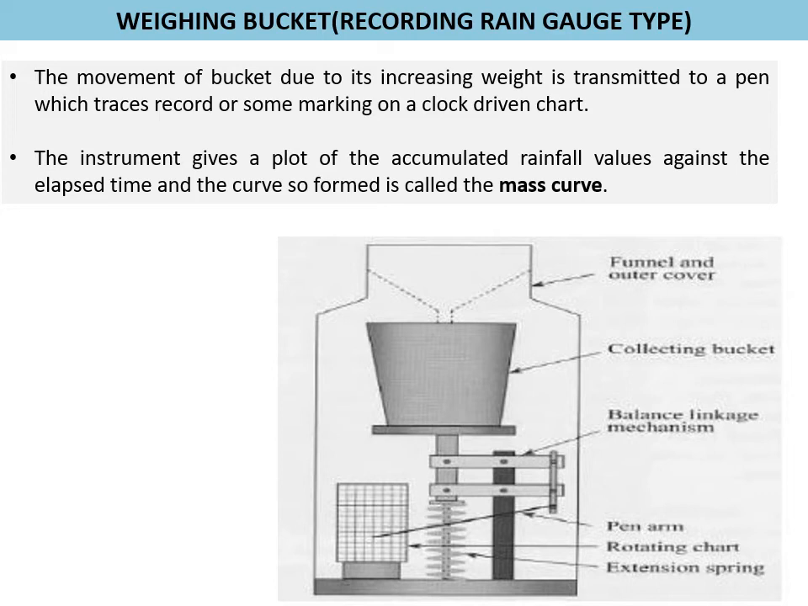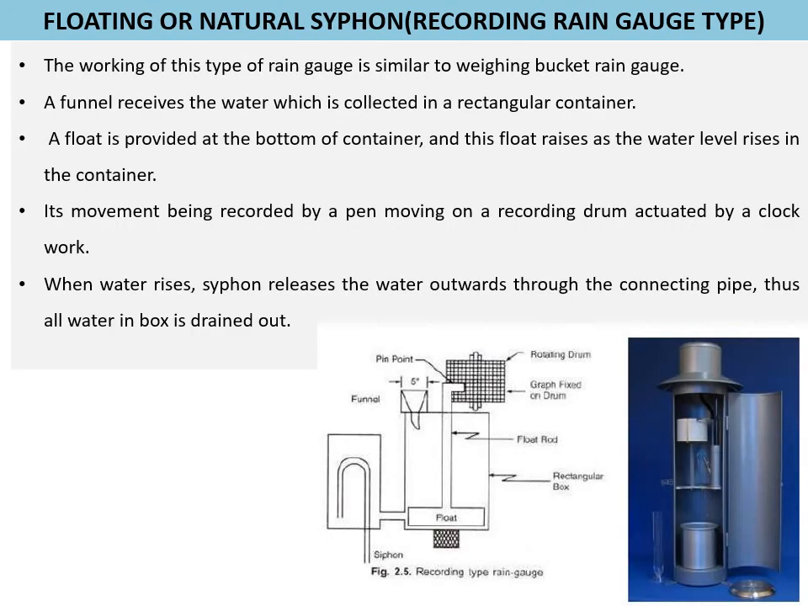This type of weighing bucket rain gauge instrument gives us a plot of the accumulated rainfall, that is, how much rainfall has been accumulated against the elapsed time, and the curve so formed is called the mass curve. Then comes the last one, the floating bucket type.